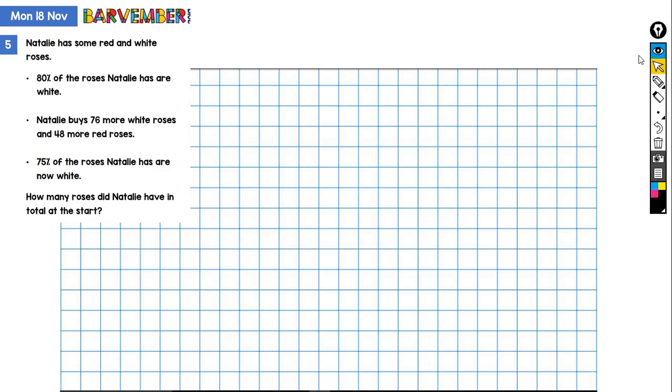Okay, the first thing I'm going to do actually is decide that rather than work in percentages, I am going to work in fractions. So 80%, I'm going to treat that as 4/5, and then we have 75%, I'm going to treat that as 3/4. Okay, right, now let's have a go then.